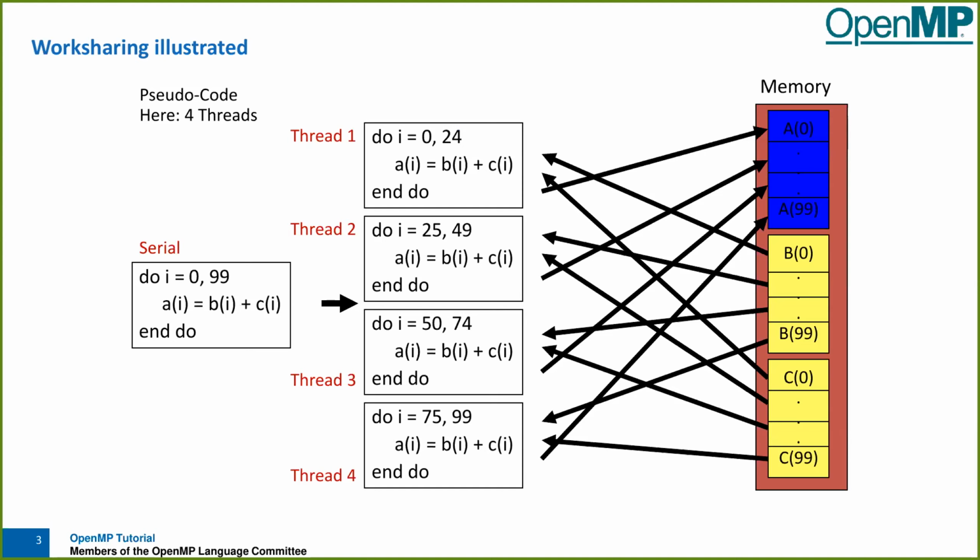What is important? Well, the threads all write to different locations of the array A, or the vector A, and read from different locations of the vectors B and C. And we will later on learn that this variable I has to be a private variable because this has to be present for each individual thread, because each thread has different values of I during the execution.